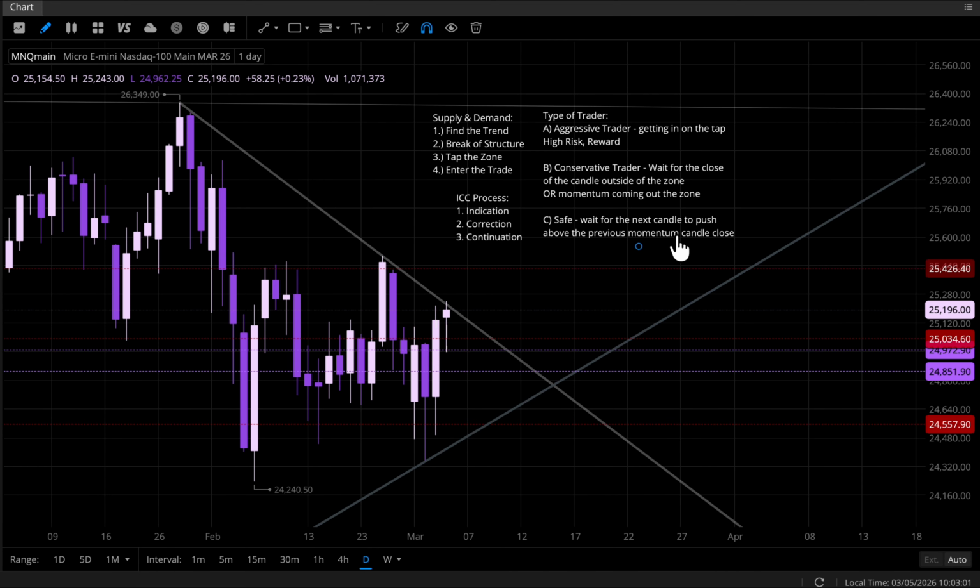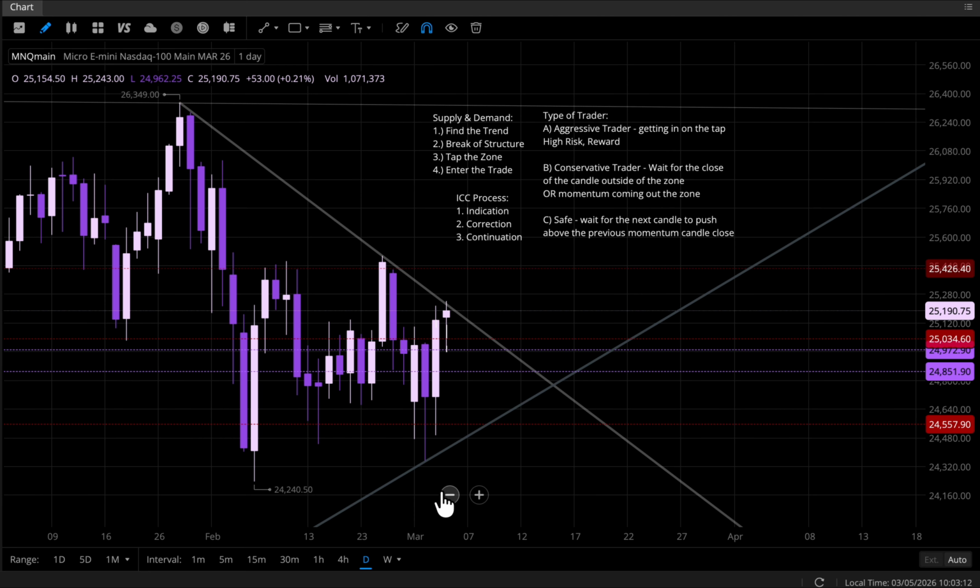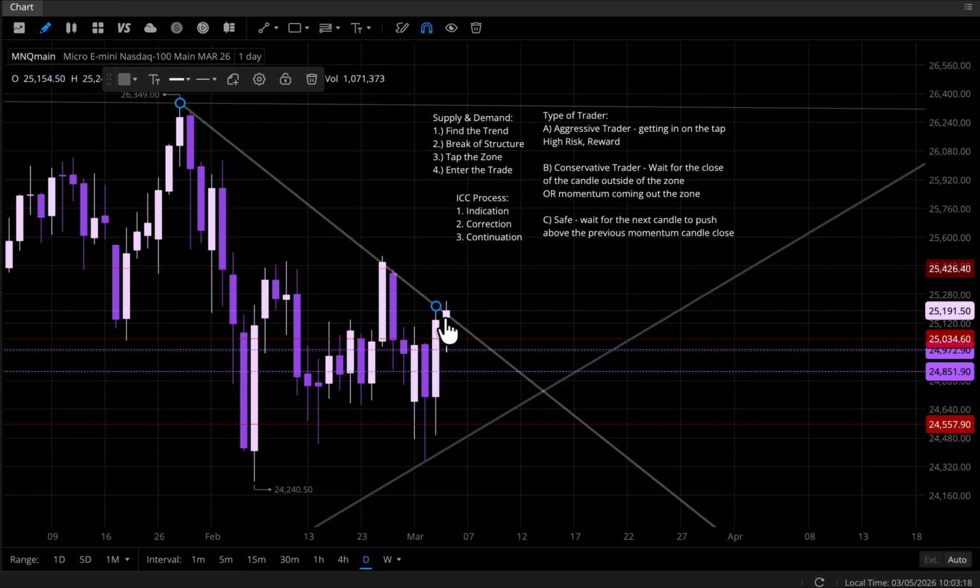Okay, so top-down analysis. Let's start with our process. For supply and demand in the ICC process, the first thing I need to identify is the trend. Yesterday we ended very bullish. This was a very bullish candle. We are at a resistance line. Let me update it. It was right here, ended yesterday.